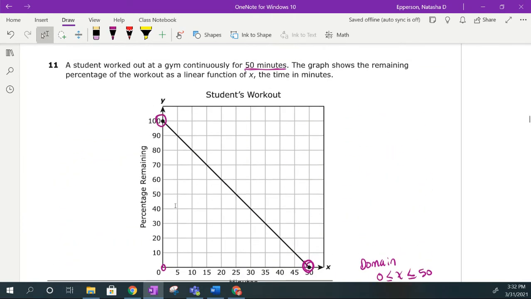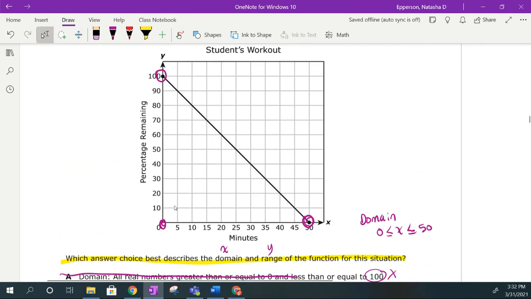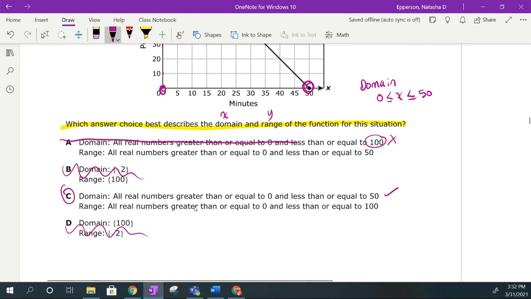For our range, our minimum range value is 0. Our maximum going up is 100. So that means our range is going to be 0 less than or equal to y less than or equal to 100. That matches, so it is definitely C.